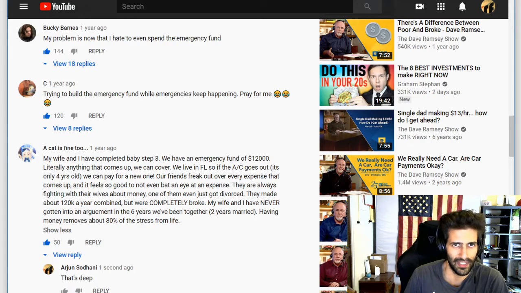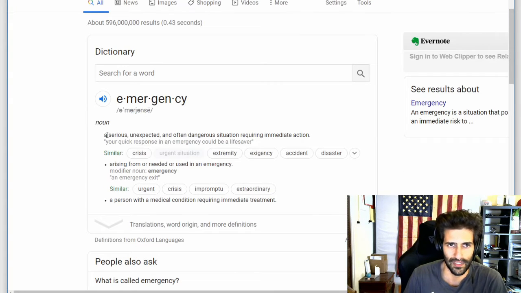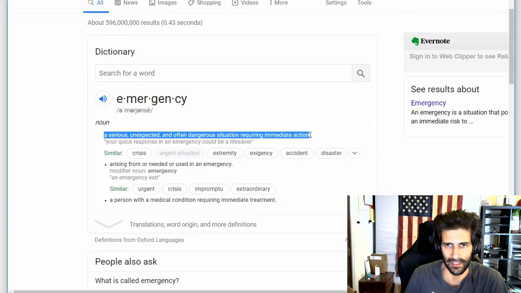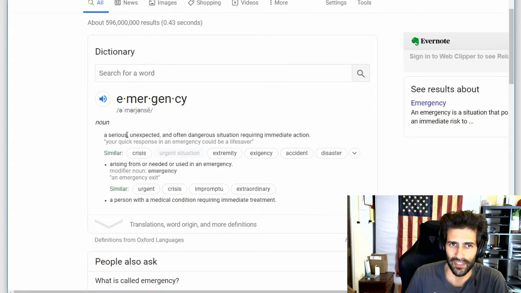So we're going to define a little bit for ourselves what is an emergency. If we look at the Oxford definition, it's a serious, unexpected, and often dangerous situation requiring immediate action. So if you're walking down the street and you see a really good deal and it's like, oh, I got to buy it because I'm never going to get this deal again, that's not serious. It is unexpected, but it's not dangerous. So that's not an emergency.